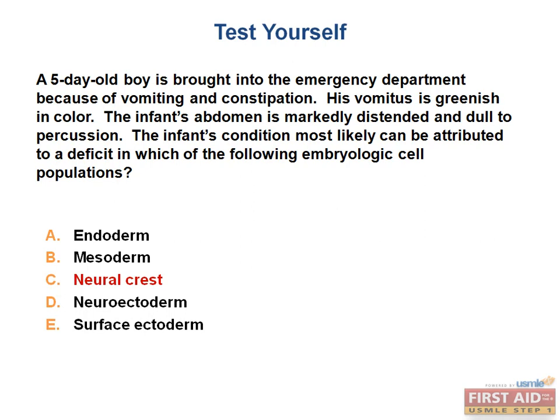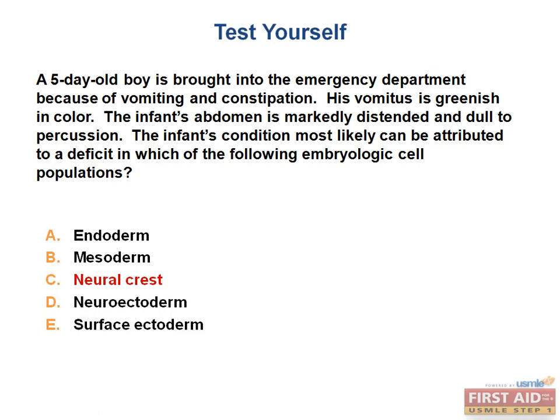First thing to note is the age of the boy, since on embryology questions, this can help clue us into what might be going on. Is it early in life, suggesting a developmental process, or is it something that has developed over time? Well, since he's a 5-day-old boy, it seems to be a developmental process. Next, let's tackle the bilious vomiting and the constipation.